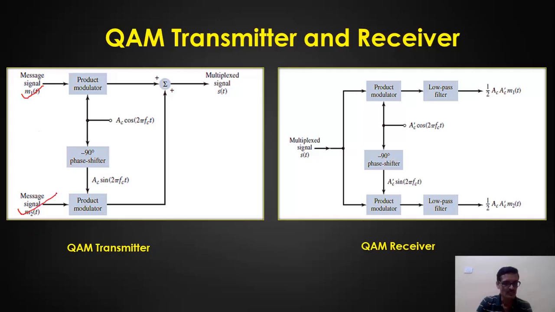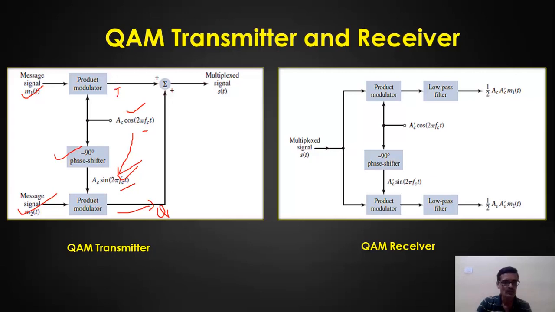The second message signal is M2 of t, and we are transmitting both message signals by modulating using the same carrier. But as I told earlier, we use quadrature carriers. The frequency of the signals is the same, but both are 90° out of phase, or you can say in phase quadrature. One is cos, the other one is sin 2 pi fct. So I am using a 90° phase shifter here to change the phase of this carrier by 90° and apply it to the Q channel. I call this the Q channel, and this the I channel.